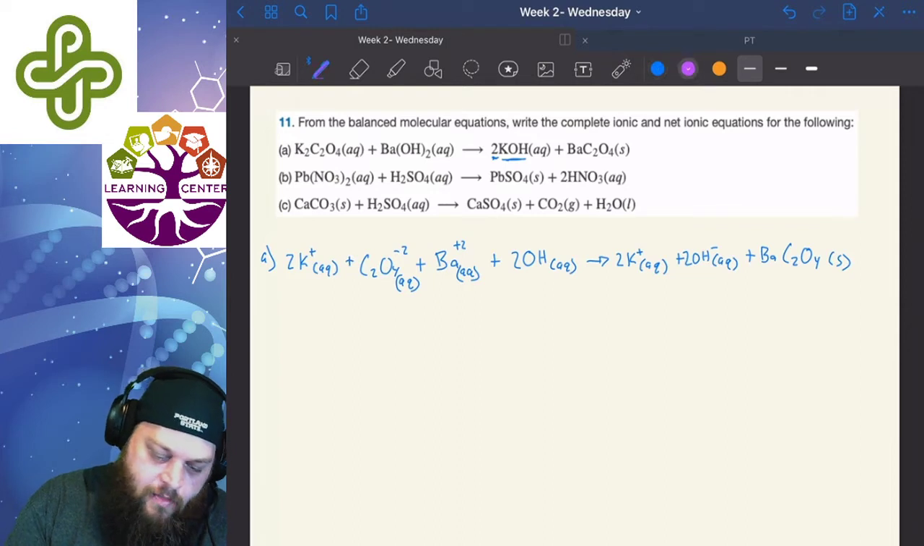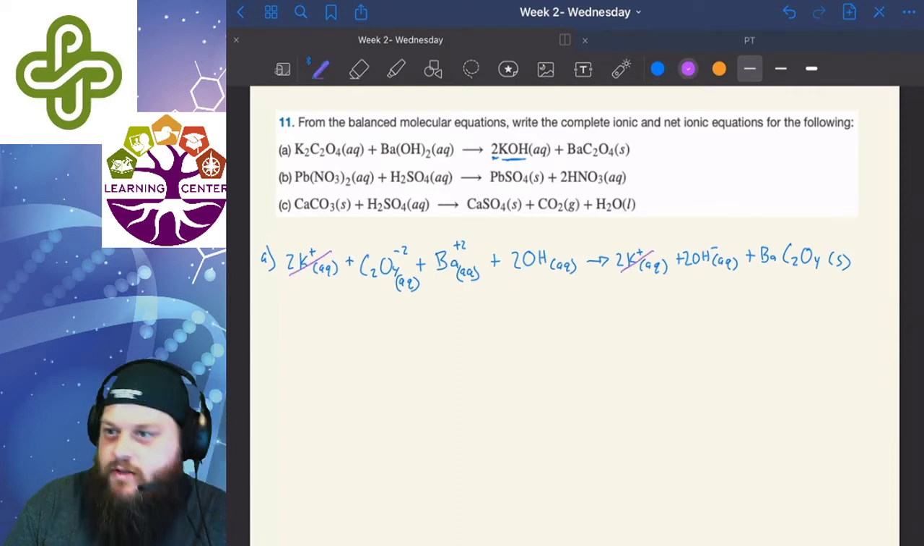So looking at the common ones, starting with potassium over here on the left, we see that that shows up on both sides of those equations.